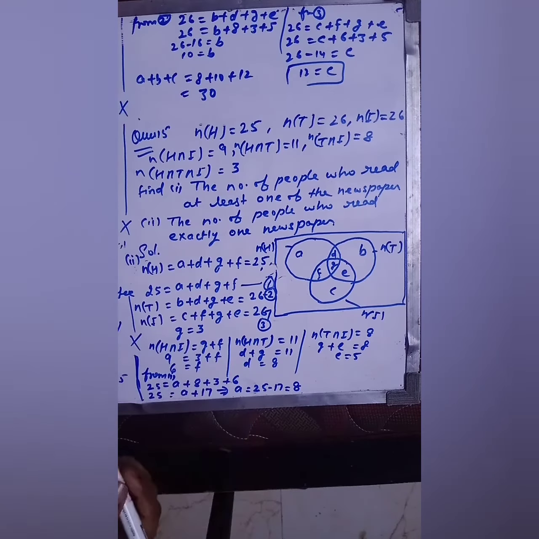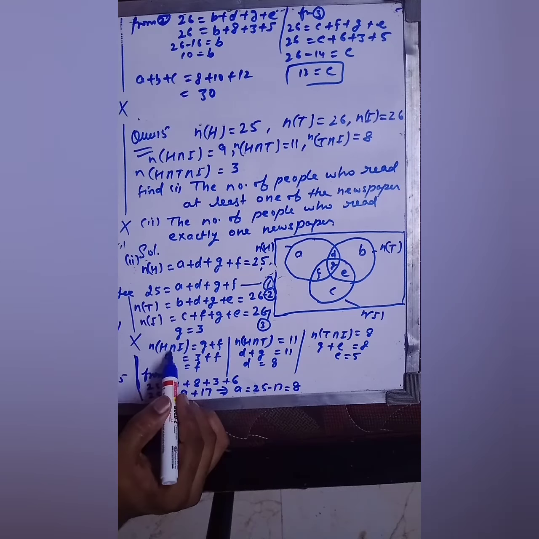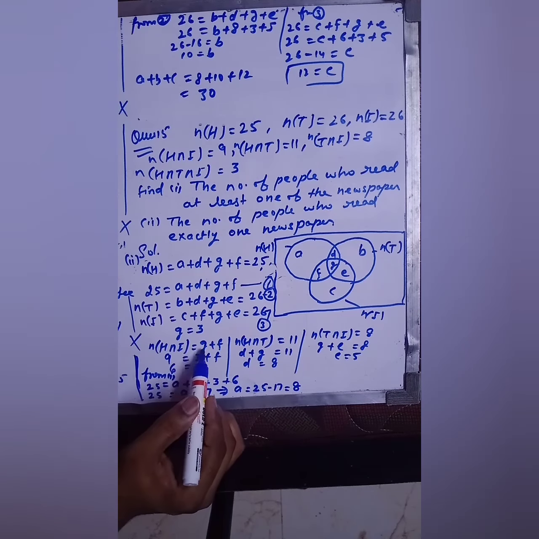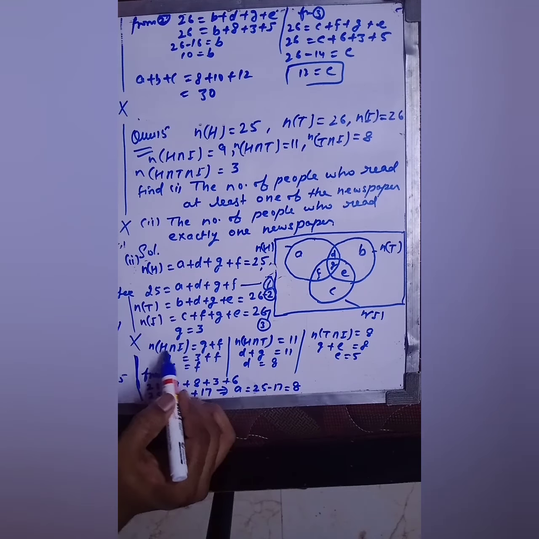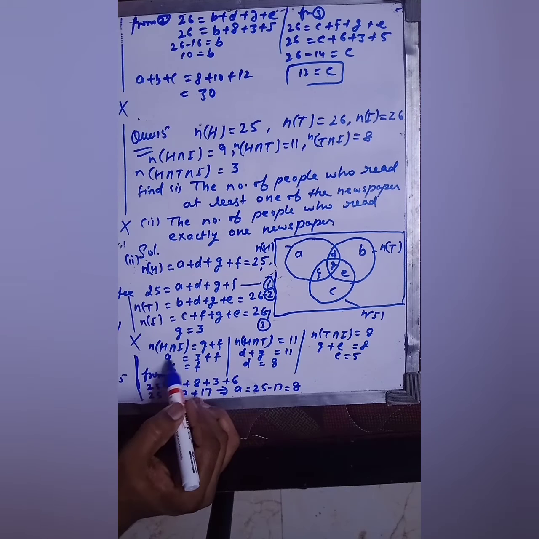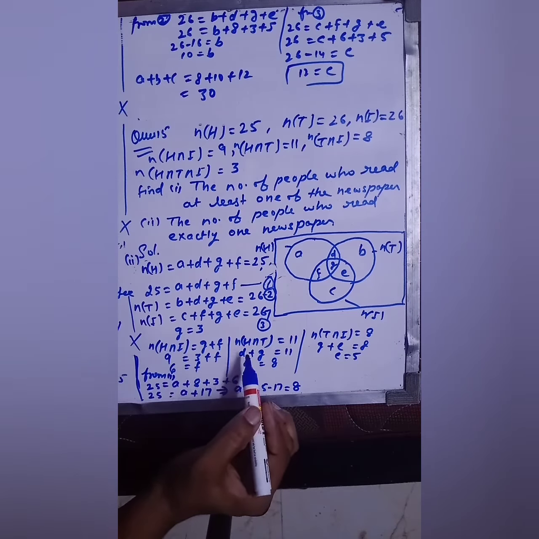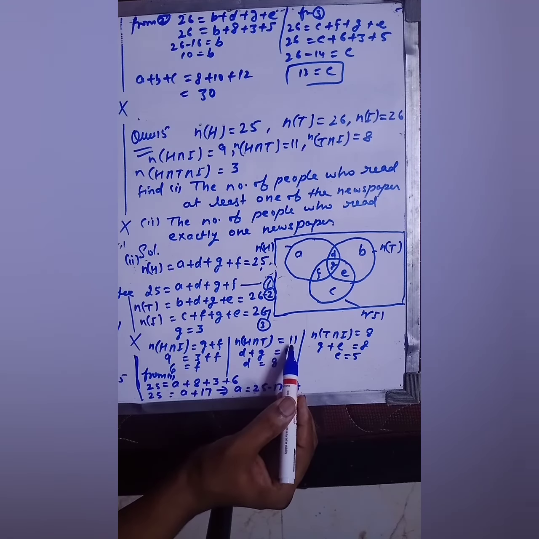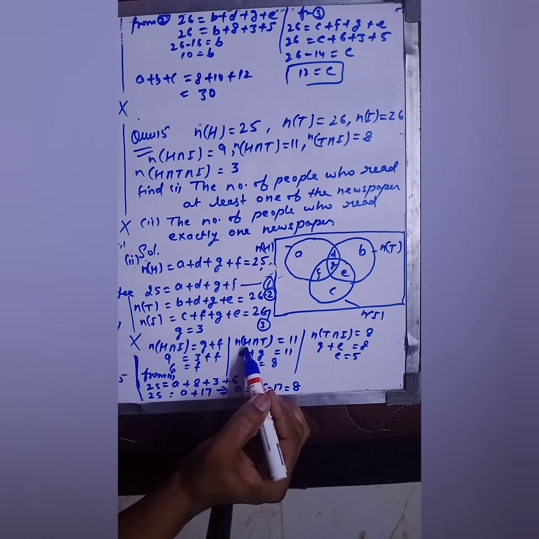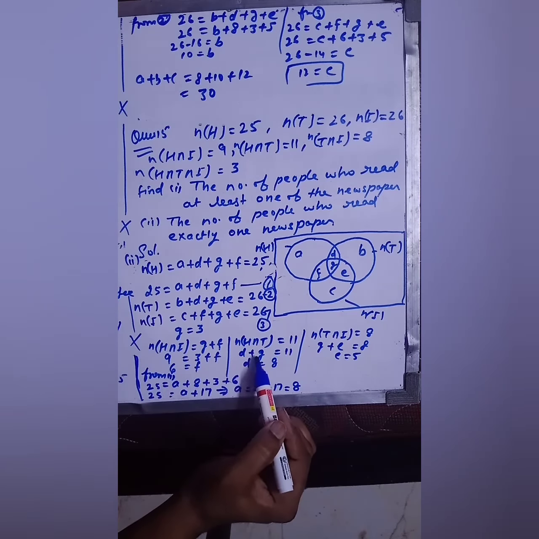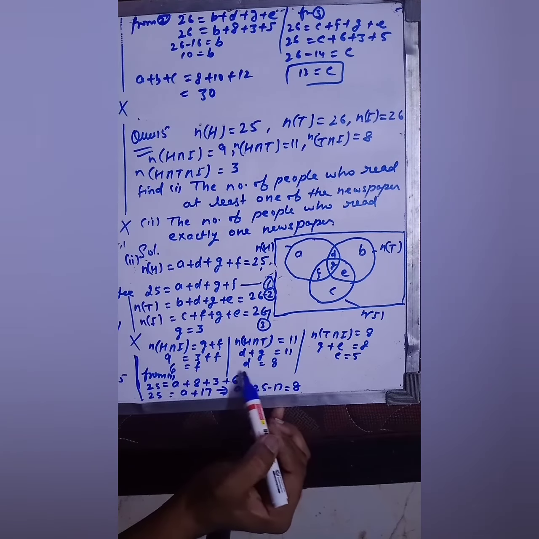Now H intersection I is given to us, which is G plus F. The value of H intersection I is 9, and the value of G is 3, so 9 equals 3 plus F. From this you will get the value of F, which is 6. H intersection T is given as 11, so D plus G equals 11. The value of G is 3, so when you subtract 3 from 11, you get 8. So the value of D is 8.